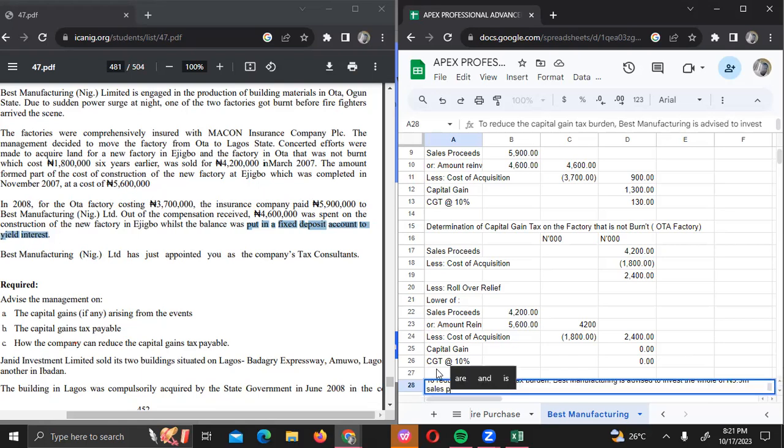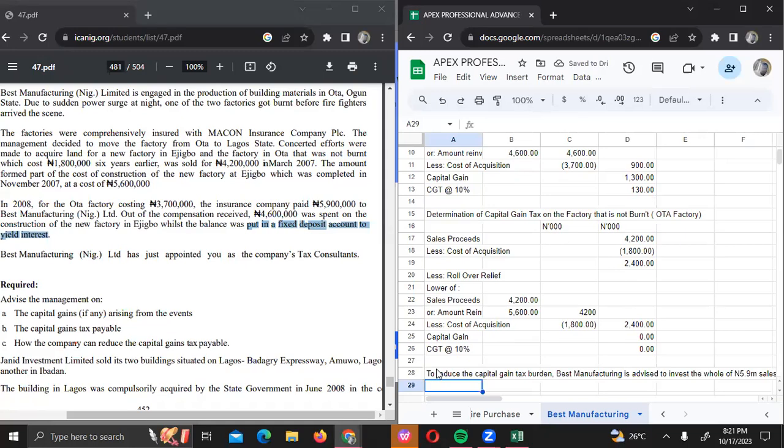sales proceeds, on the construction of the new factory, so as to enjoy a full rollover relief. So if this one was coming, it would have been a 15 marks question, and that's how you would have gotten the whole of the 15 marks.